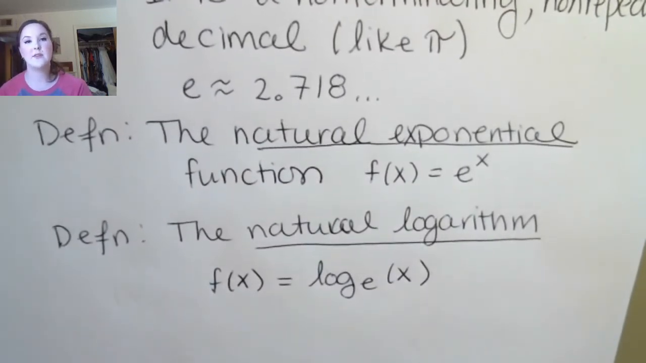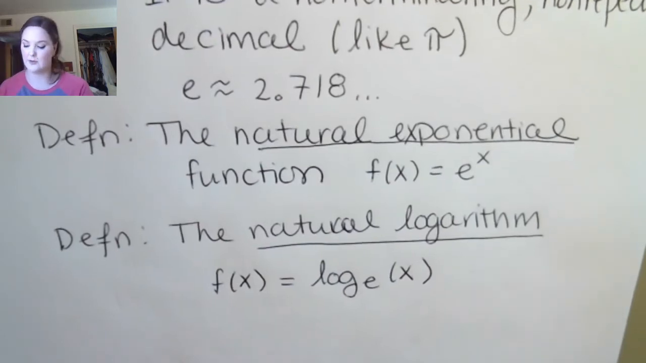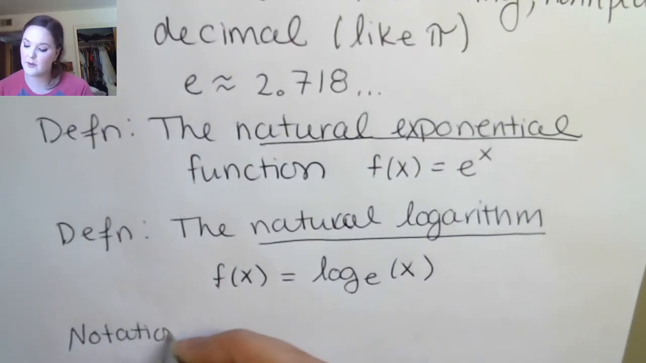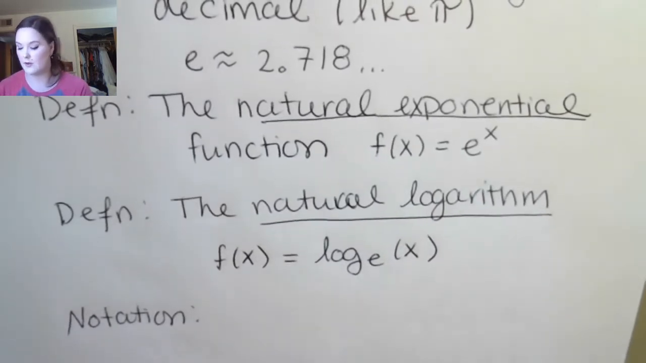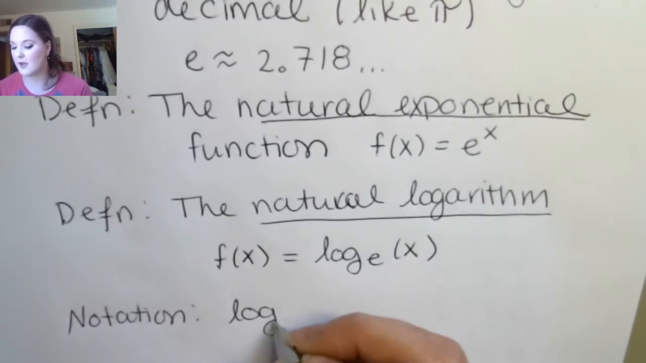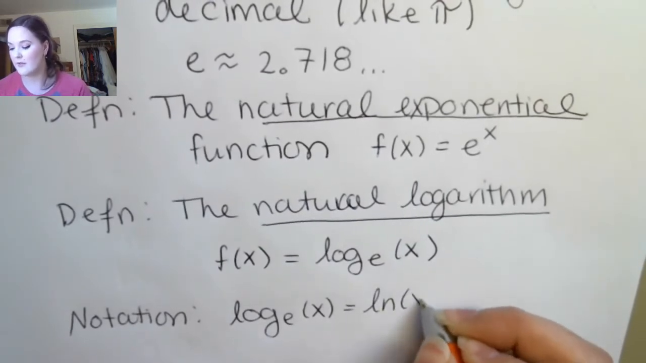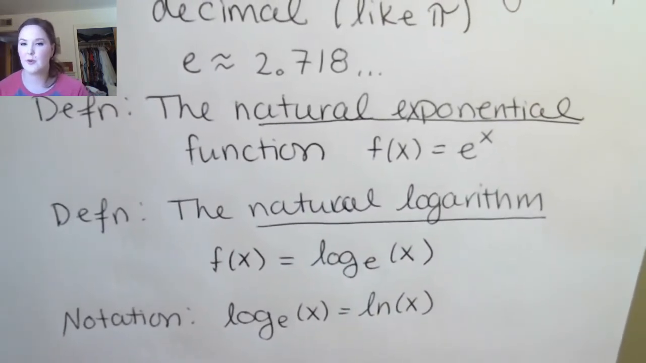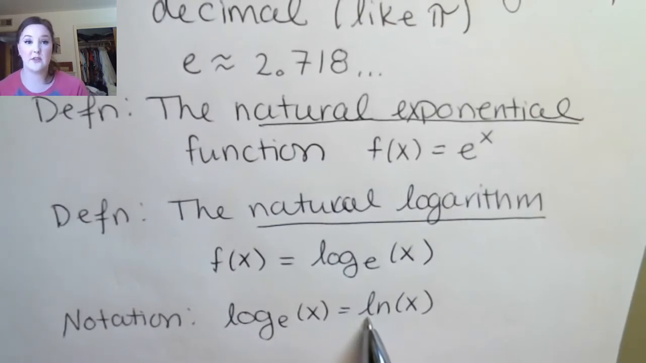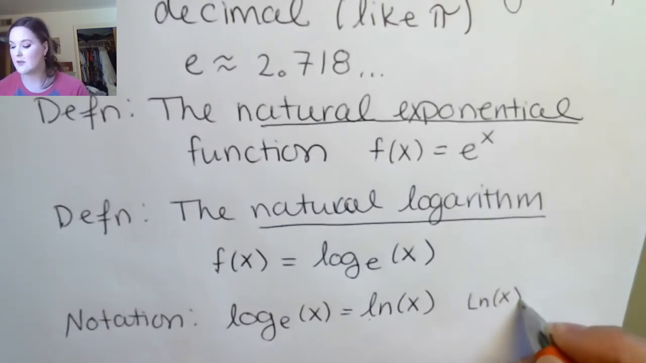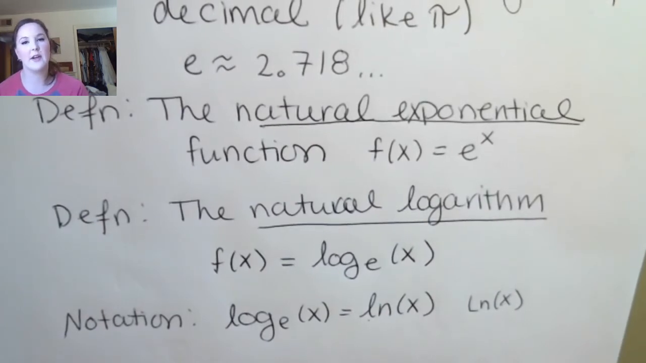Okay, and this is so common that we have a special notation. Just like we do for log base 10, we have a special notation for log base E. So you can write log base E of x, or you can write ln of x. I just wanted to point out this isn't a special L, that's just how L looks in my handwriting. So if yours looks like this, that is also totally fine.